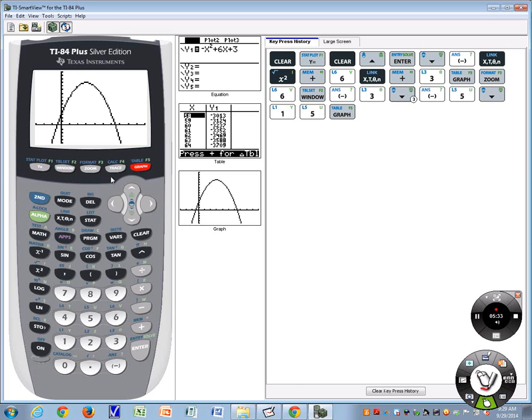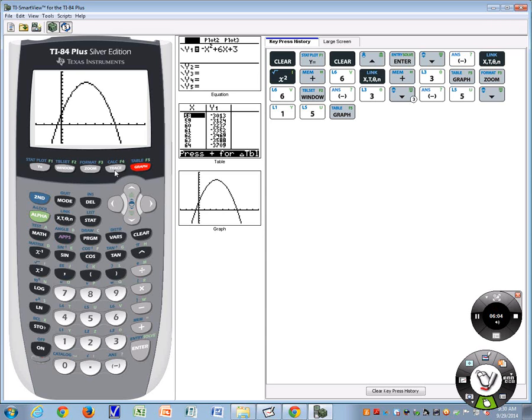All right, so now that we have a good view of the graph, we're going to use the keystrokes that find things on the graph, okay? So our goal is to find the x-intercepts and also to find the vertex. Let's talk about the vertex first. Is our vertex in this case a maximum or a minimum? Is it a maximum value of the graph or a minimum value of the graph? Maximum. The graph does not go past that vertex.